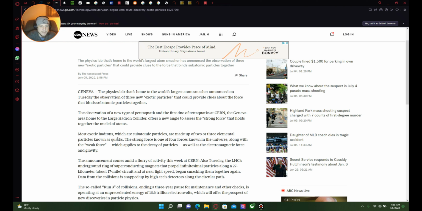Okay. The most exotic hadrons, which are subatomic particles, are made up of two or three elemental particles known as quarks. The strong force is one of the four forces known in the universe. Now, it's quite interesting. They're talking about three, right? Triune.